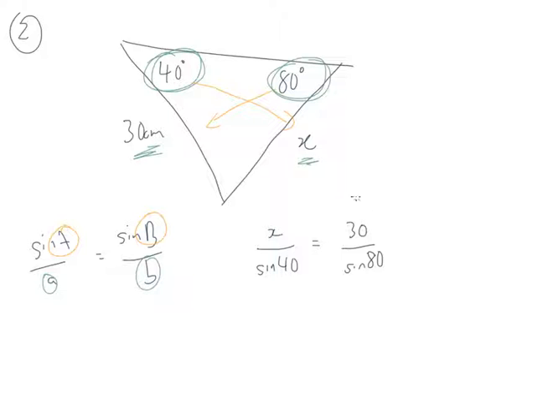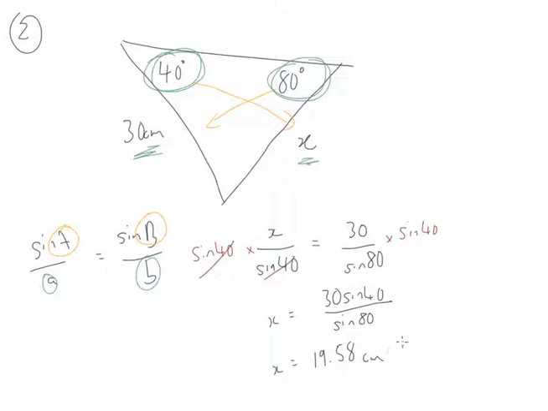Okay. So multiplying by sine 40, that will cancel, and I get that x equals 30 sine 40 on sine 80. I put that into a calculator. So 30 sine 40 divided by sine 80, and I get 19.58. Make sure you round. Mine is correct to 2 dp, centimeters to 2 dp.